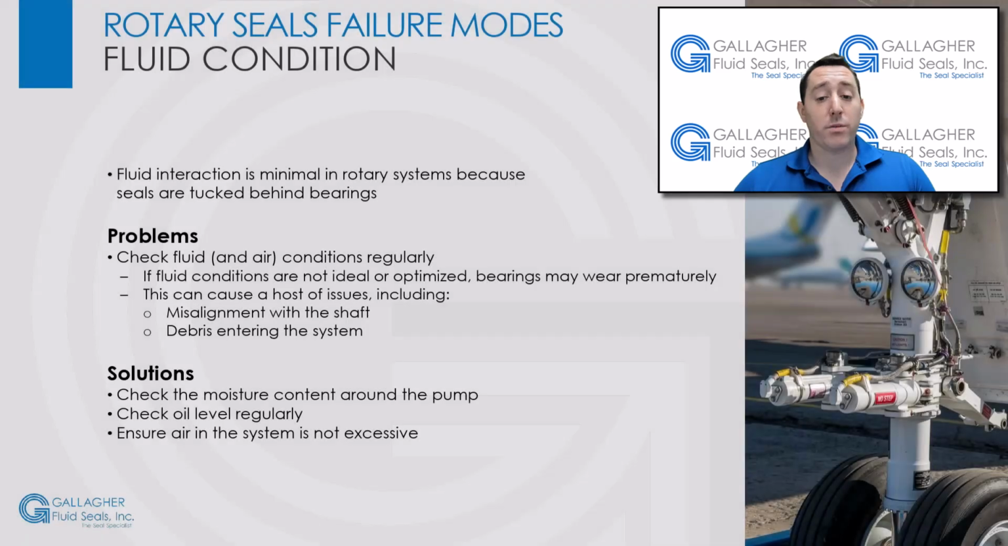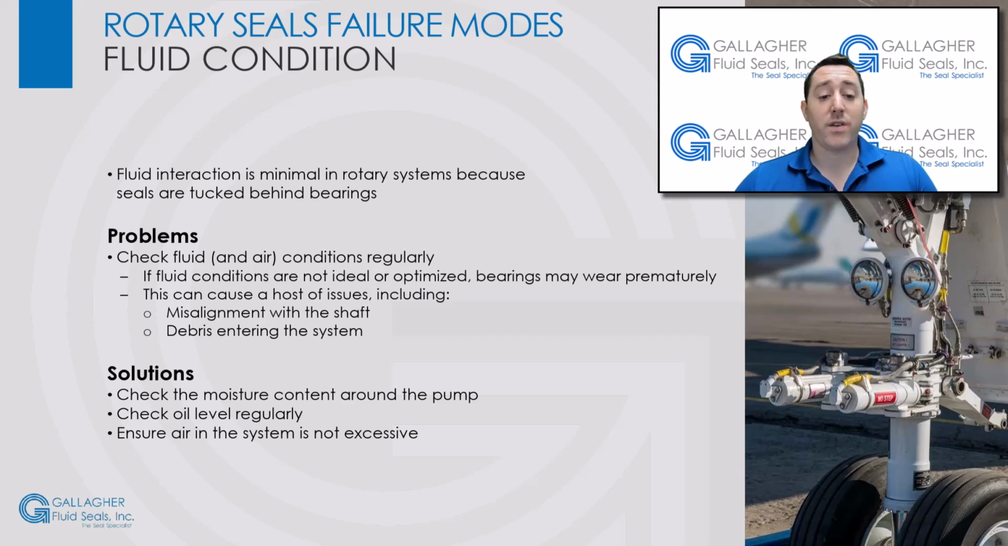And the final failure mode we are going to discuss today is the condition of the fluid within the equipment. Due to the nature of assembly, seals are tucked behind bearings in a rotary system. Because of this, there is a minimal amount of fluid interaction. It's important to check fluid conditions on a regular basis for a number of reasons.